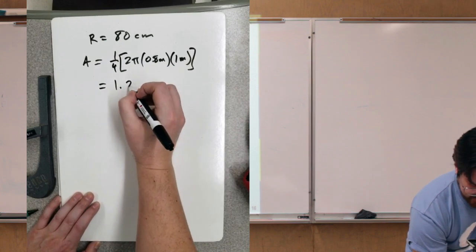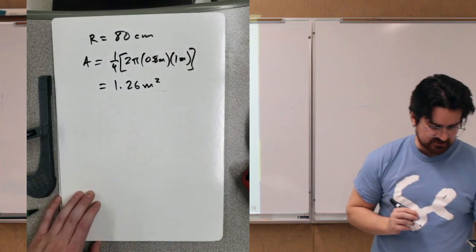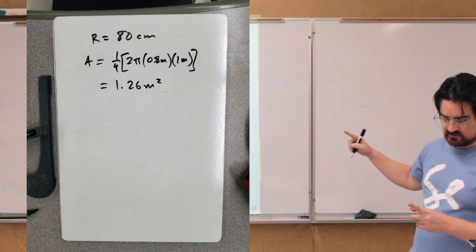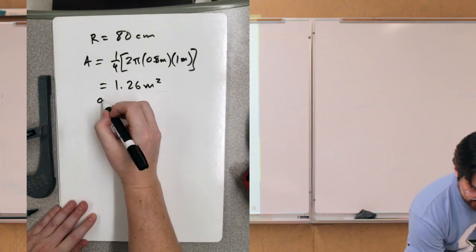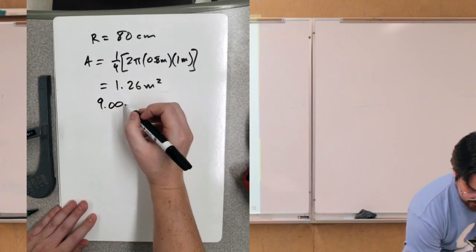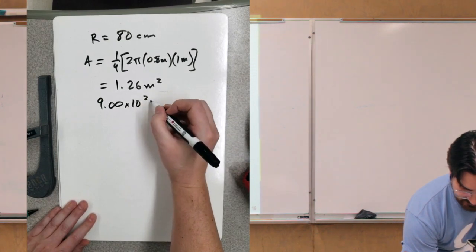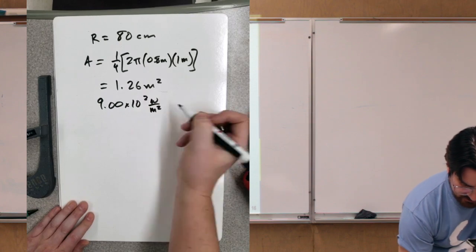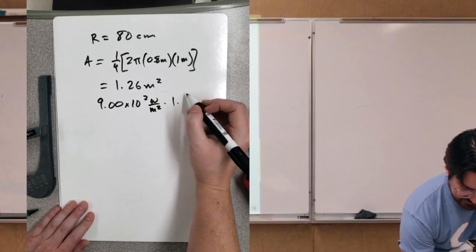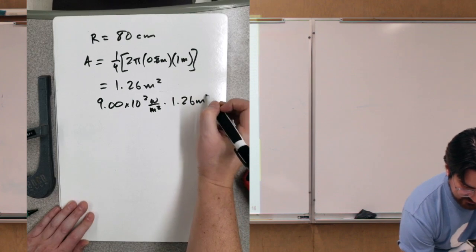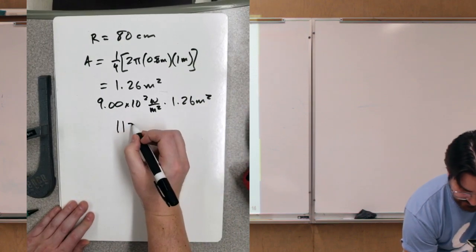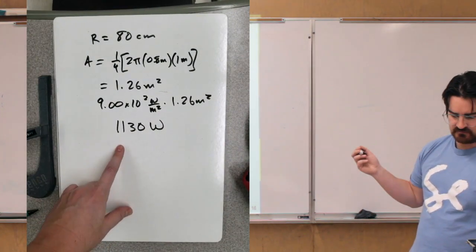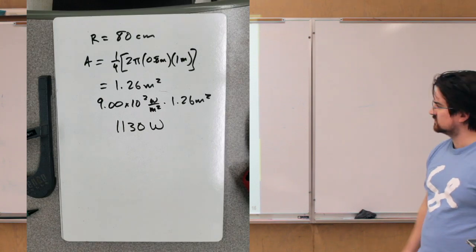Put all those numbers together, it turns out 1.26 square meters. That's the area of 1 meter of this trough. And so if the insolation is impinging 900 watts per square meter, we just multiply that by the square meters to get 1130 watts, about a kilowatt almost.